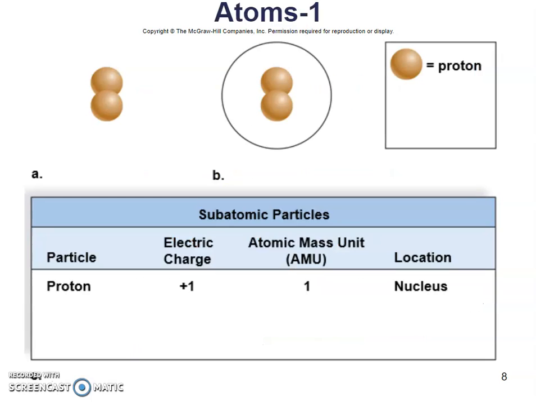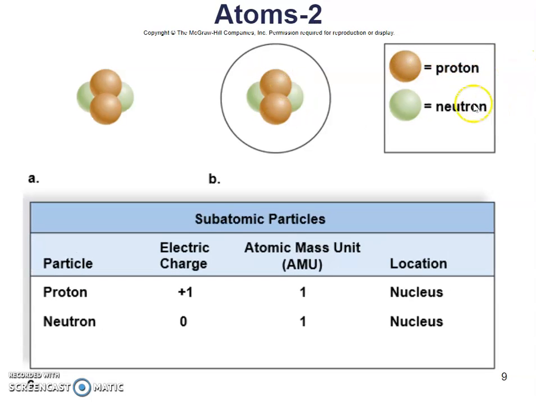Here is a diagram. In the nucleus right here, we have 2 protons. Okay, our key is right over here. If we add 2 neutrons, each proton has an atomic mass of 1, each neutron has an atomic mass of 1. So our atomic mass of this atom right now is 4.